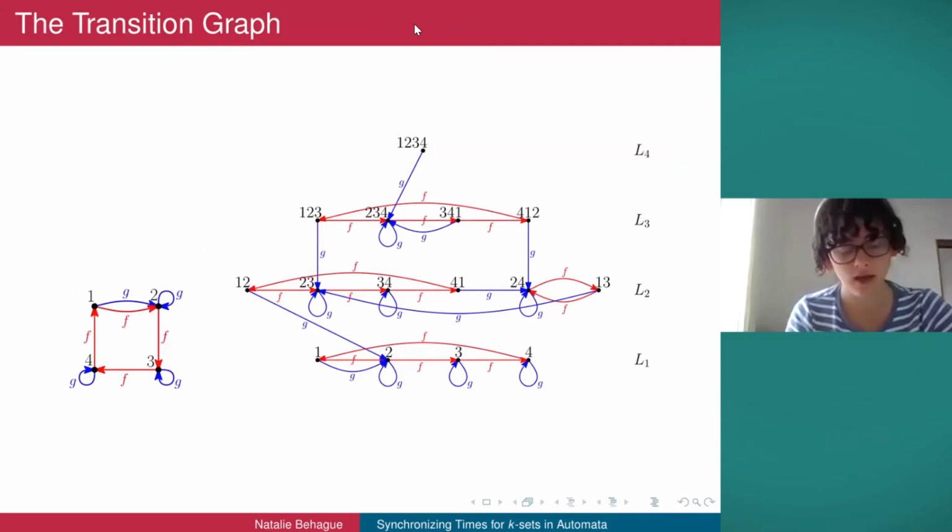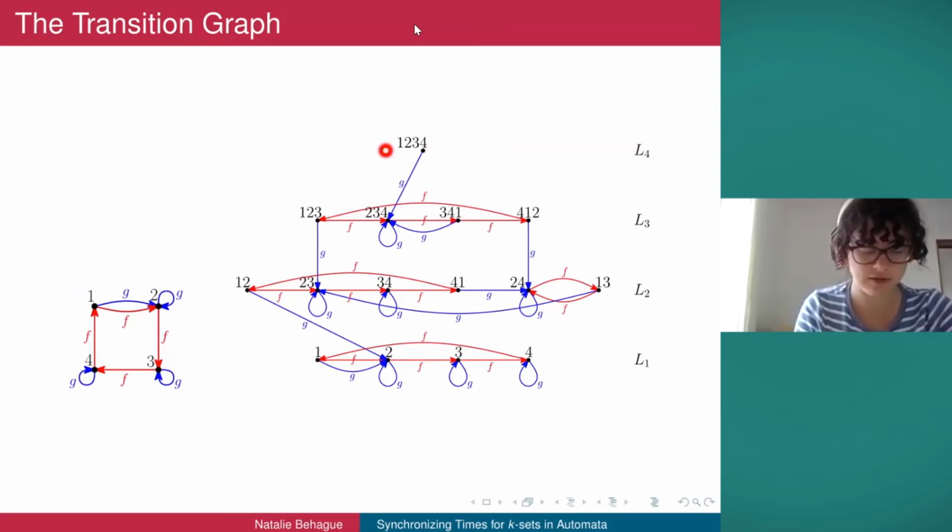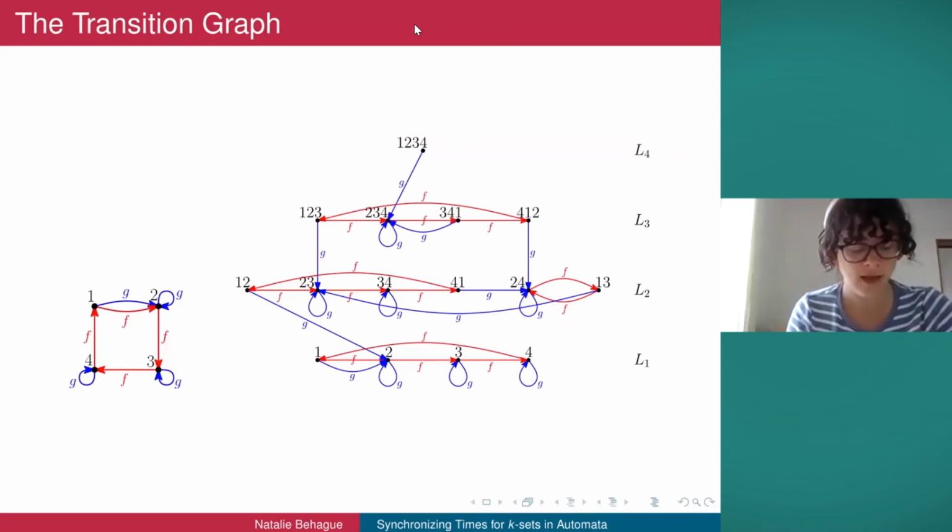Basically, I have vertices labeled by each set of states of my automaton, and I divide these into layers. So the kth layer will be the sets of k states of my automaton. Here I've got 4 states and then 3 states, all the different sets of 3 states. And then I draw in how the transition functions act on these sets of states.